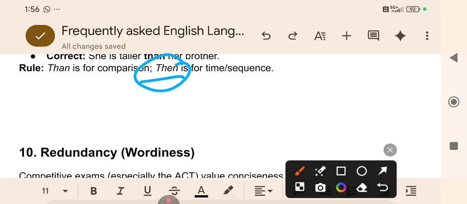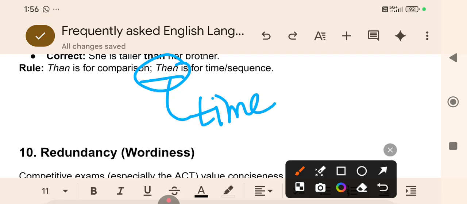The other then is used for time, right? Please complete your task then come to me. It means please do this work, and after that you should come to me. So that then denotes the time, right?